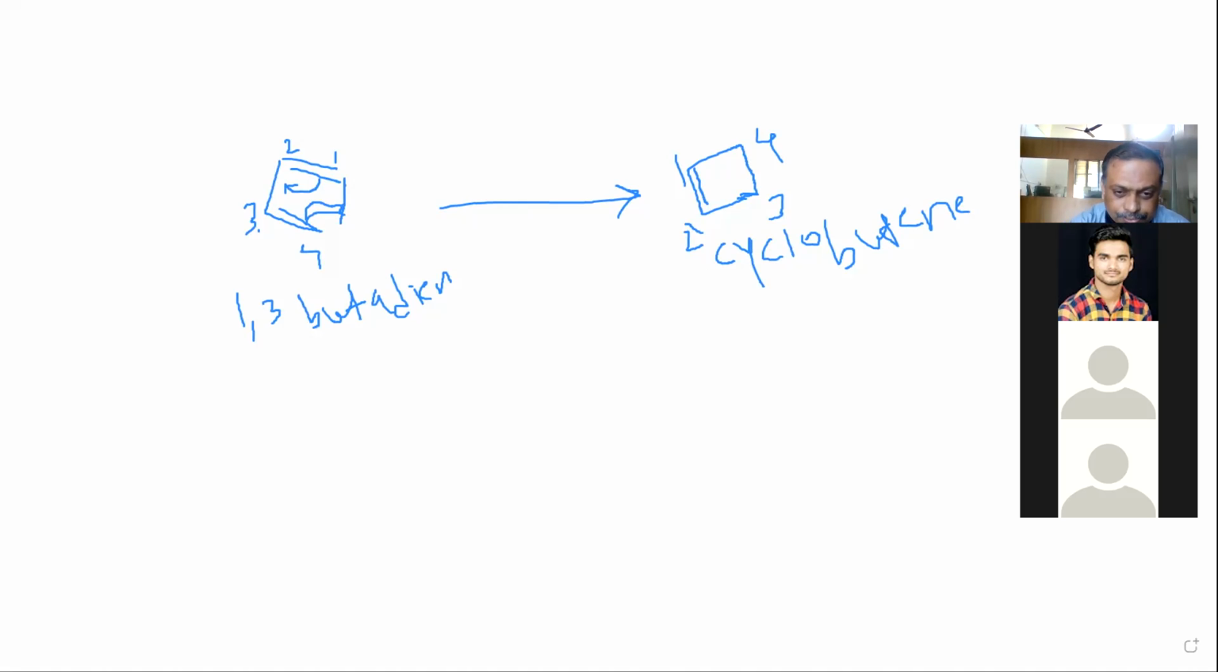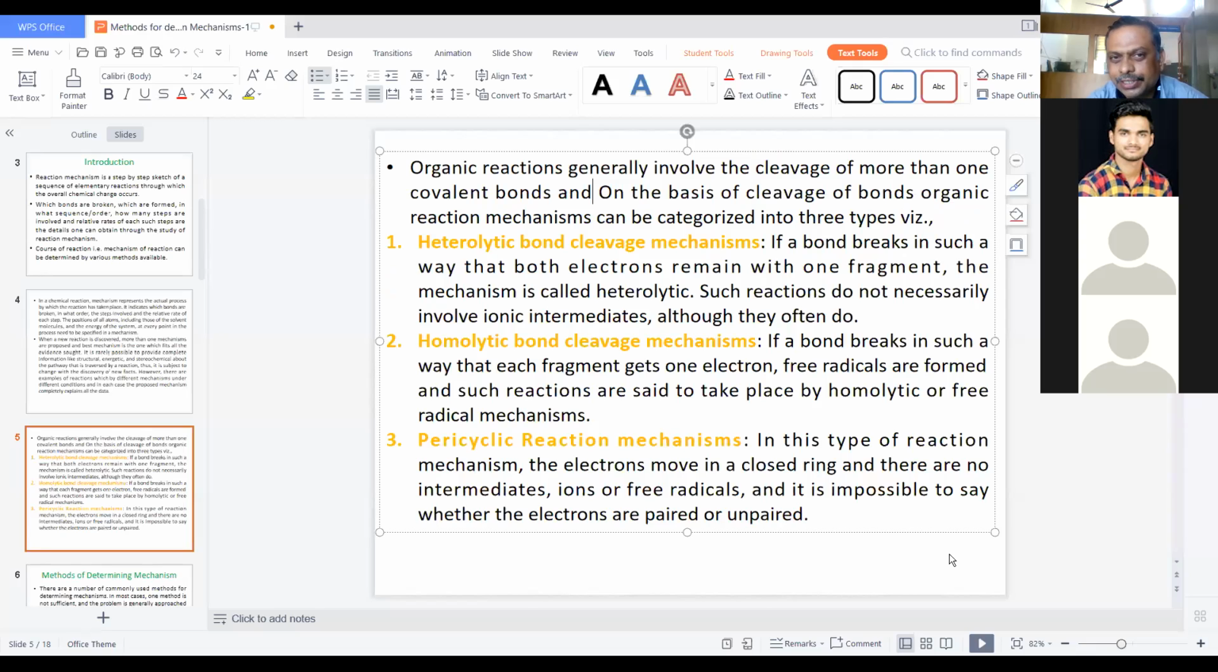These are the 3 ways we determine the mechanism of organic reactions. आपल्याला 3 पद्धतीनं organic reactionचं mechanism determine करता येतं. Which are these 3 methods? Heterolytic bond cleavage mechanism, homolytic bond cleavage mechanism, आणि pericyclic reaction mechanism. ह्या 3 टाइप ना आपण reaction mechanism determine करू शकतो.